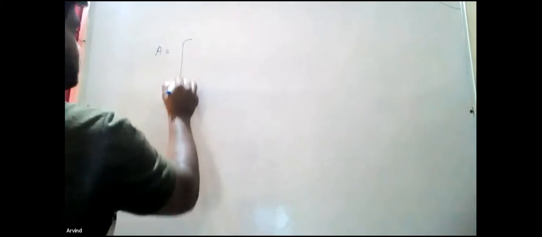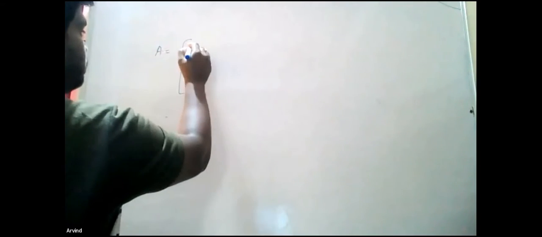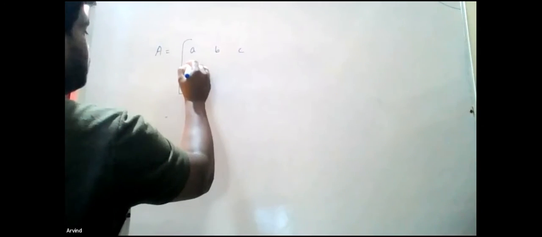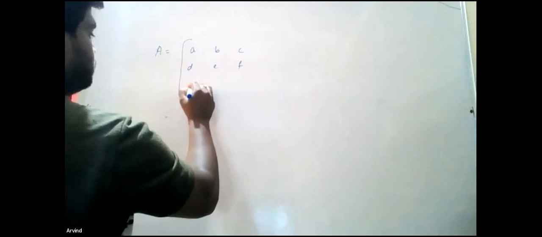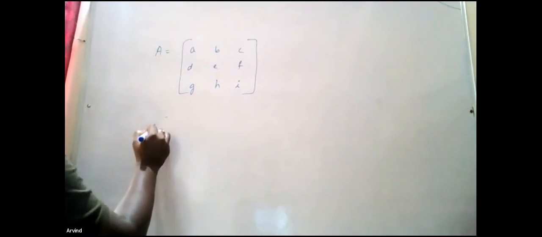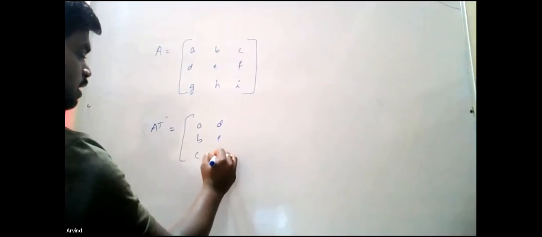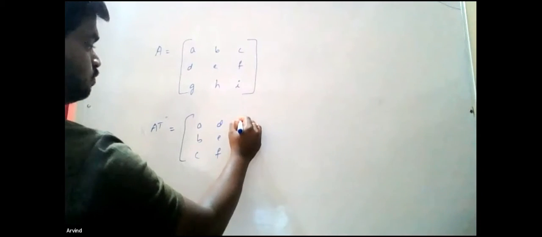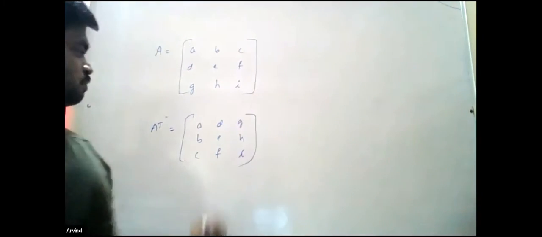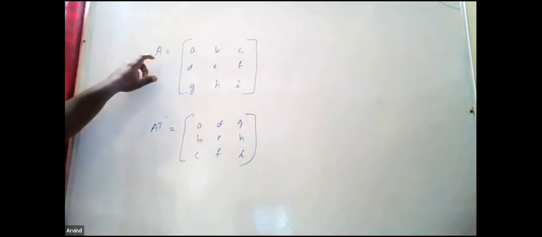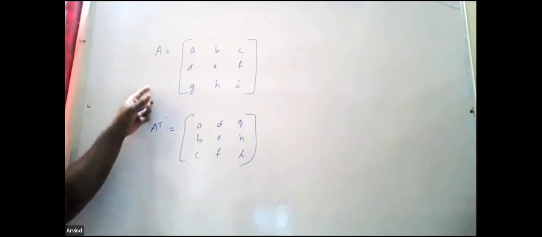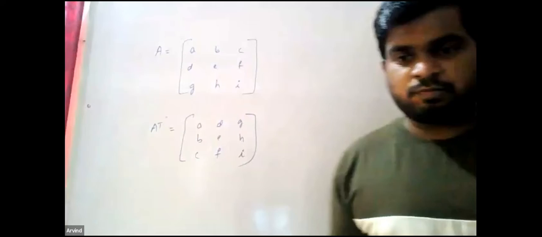Okay. Suppose you've got a matrix. Let's say A is equal to the matrix with rows A, B, C, D, E, F, and G, H, I. Okay. Let's take the transpose of it. So it will be A, B, C, D, E, F, and G, H, I. The value of this determinant and this determinant, will it be the same or different? First question.